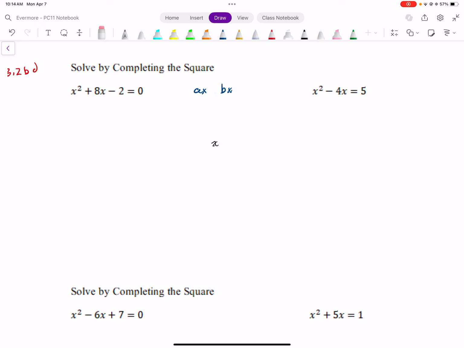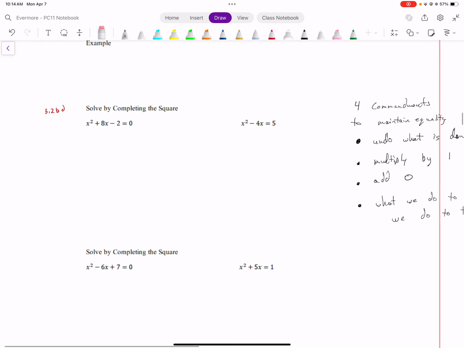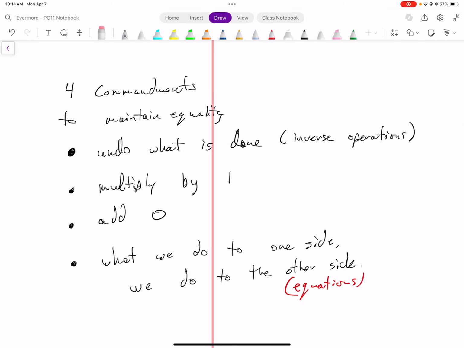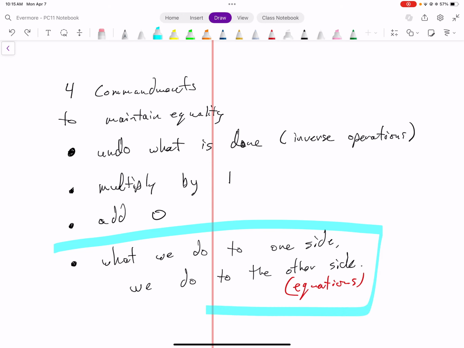So we have an equation. And remember the 4 commandments to maintain equality. Undo what is done, inverse operations. We will not be doing that. We're not going to be multiplying by 1. You can, but we won't. We're not going to be adding by 0. But what is really often used with equations is what we do to one side, we do to the other side.